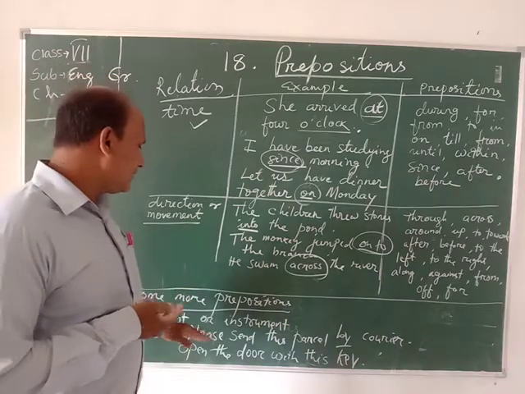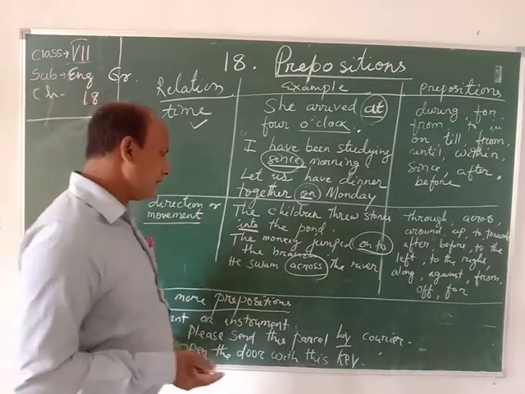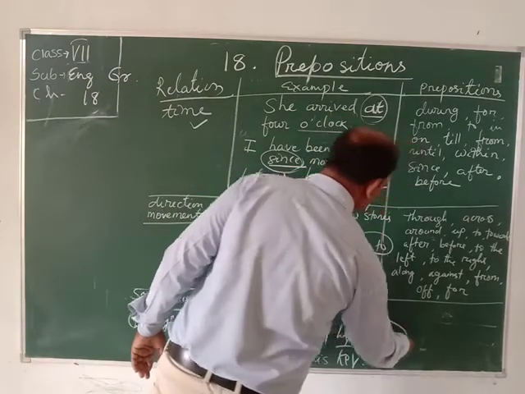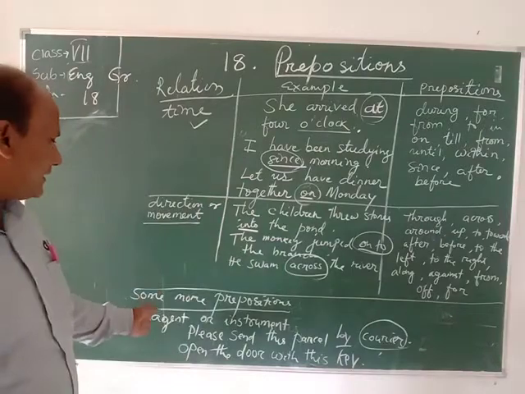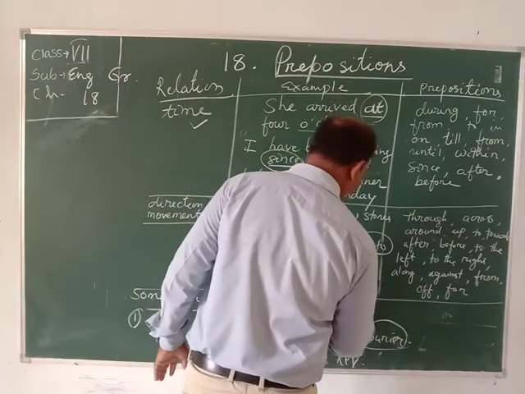Just like, please send this parcel by courier. Agent is courier. Parcel ko courier se bhejo. So courier is an agent, and the preposition by is used in this sentence.